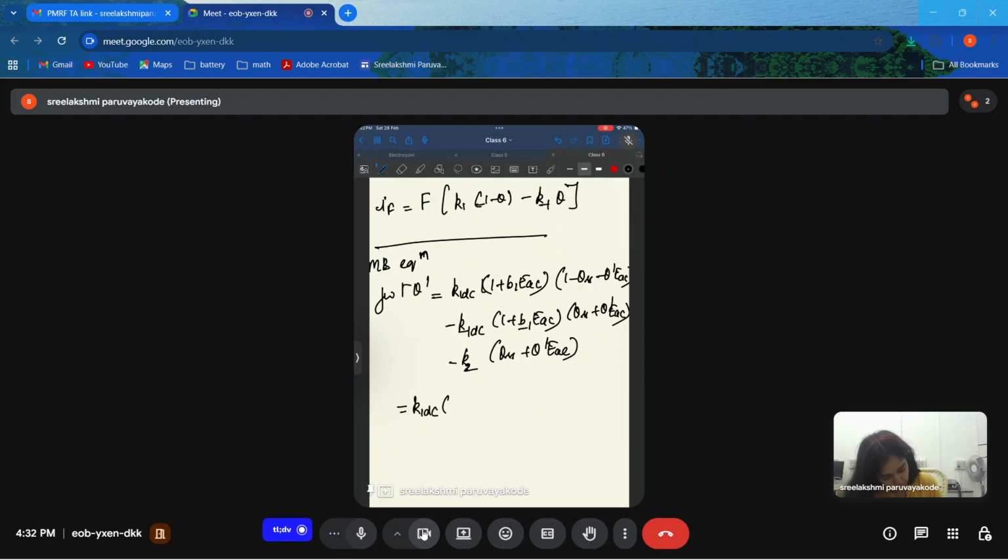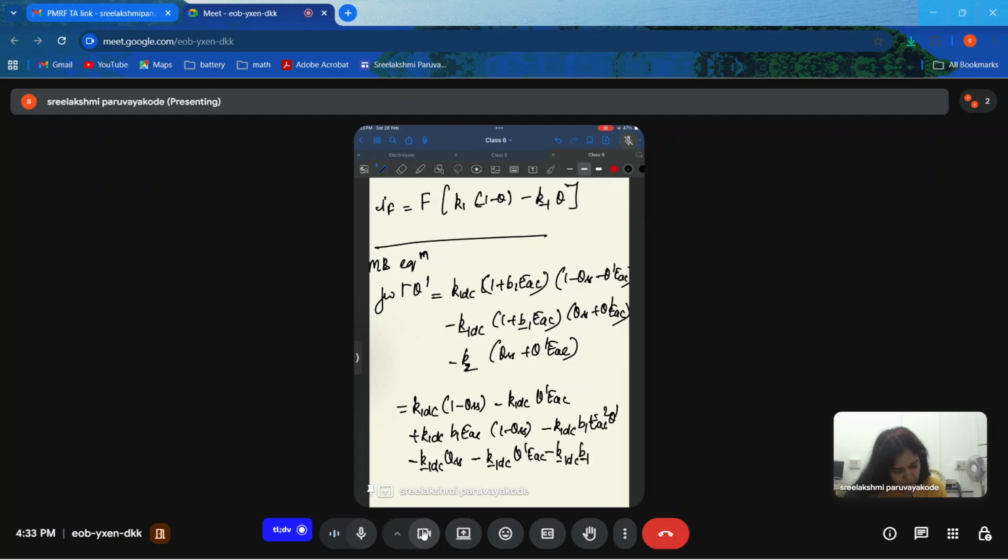K1 DC (1 minus theta SS) minus K1 DC theta dash EAC plus K1 DC B1 EAC (1 minus theta SS) minus K1 DC B1 EAC square theta dash minus K minus 1 DC theta SS minus K minus 1 DC theta dash EAC minus K minus 1 DC B minus 1 EAC.